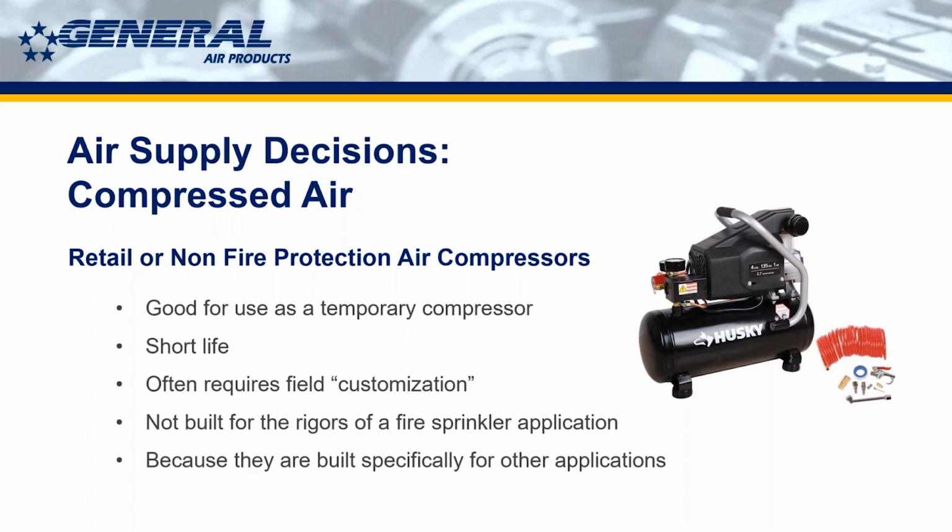But they have a very short life. Just a quick word on that: most of the compressors that you find at Home Depot or Lowe's, Harbor Freight, Grainger, they have about a 500-hour run life. A fire protection air compressor has a 5,000 to 8,000-hour run life. So you're talking about a dramatic difference between the design philosophies behind the two. And again, it's because a fire protection air compressor is made to not fail for an extended period of time because of the nature of the application.